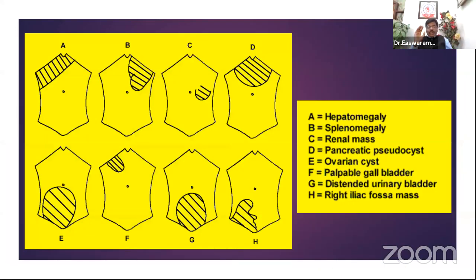This is one picture for all of you to visualize, photograph, and store in your temporal lobe. It shows how the liver, spleen, kidney, and pseudopancreatic cyst appear. Here is a right iliac fossa mass. Here is a gallbladder mass, like a mucocele of the gallbladder. This is the bladder, and this is a right iliac fossa mass again.